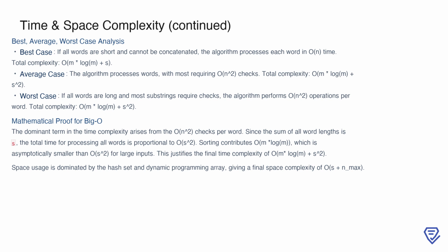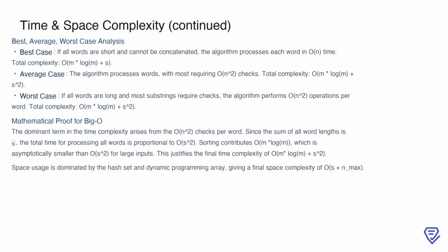The total time complexity in this scenario is O(m log m) plus s. On average, most words require O(n squared) substring checks, leading to a total complexity of O(m log m) plus s squared. In the worst case, when all words are long and most substrings require checks, the algorithm performs O(n squared) operations per word, resulting in the same total complexity of O(m log m) plus s squared.